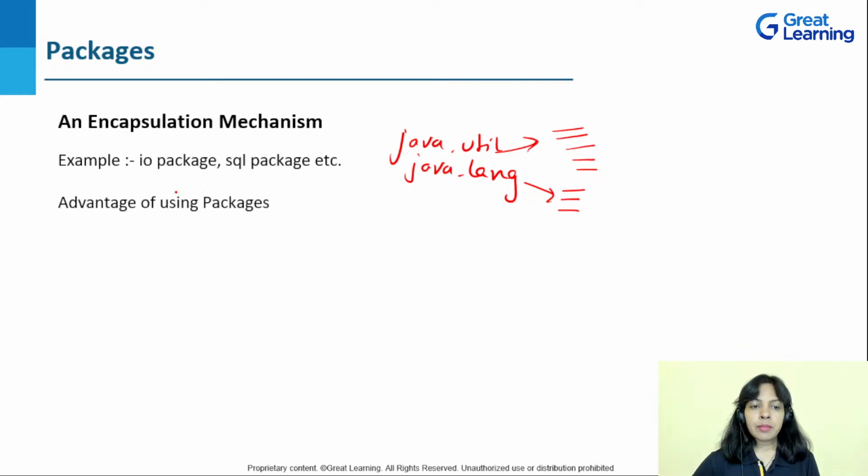Examples of inbuilt packages, I gave you two here. Another is the IO package, which has all the classes and interfaces required for performing input output operations. Similarly, there is the SQL package. The SQL package has those classes and interfaces with the help of which we can perform database transactions, or have database connectivity. All the classes and interfaces related to that are put inside one folder, that is your SQL package basically.